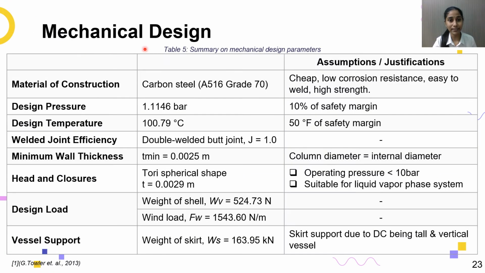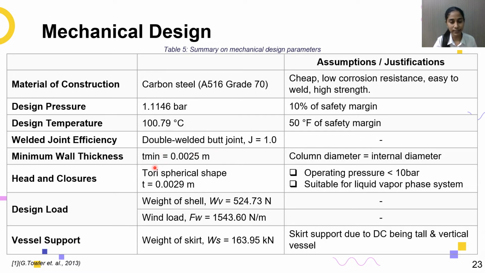Next is the mechanical design. For material of construction, we have selected carbon steel since it is cheap, low corrosion, easy to weld and high strength. The design pressure is 1.1146 bar with 10% of safety margin. The design temperature is 100.79 degrees Celsius with 50 Fahrenheit of safety margin. For welded joint efficiency, we have selected double welded butt joint.